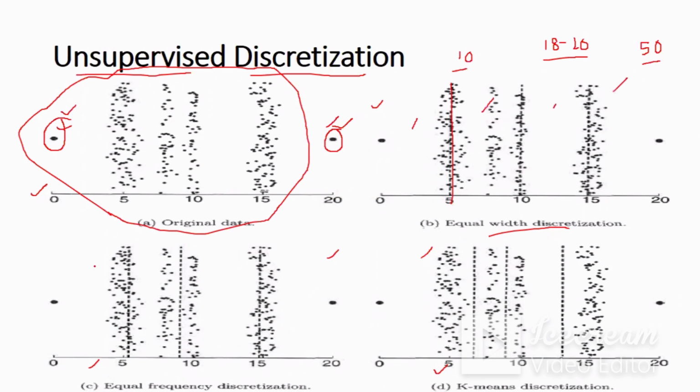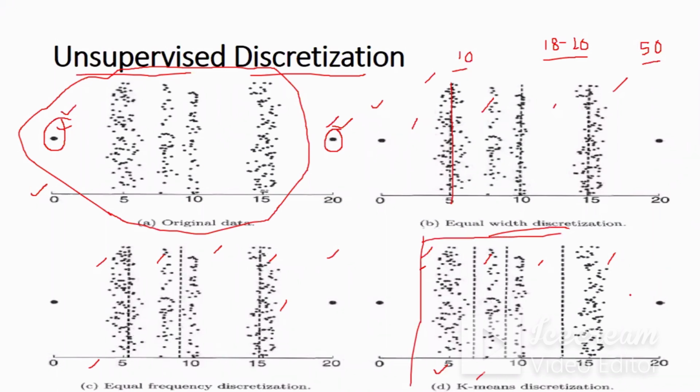Similarly, here also one category, second category, third, and the fourth. Here we see one category, the second category, the third category, and this is the fourth category that we have. So if we closely observe, k-means is the one which is going to do better discretization. You see here, equal width is not going to get good results, and similarly, equal frequency is not going to get good results. But k-means has got very good results, and the discretization is done properly using k-means.